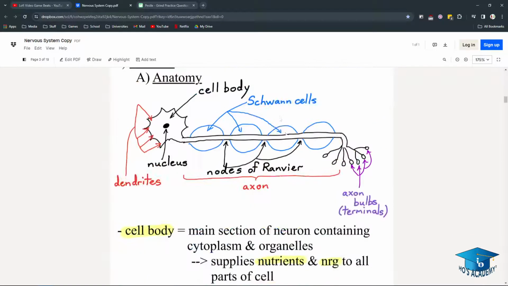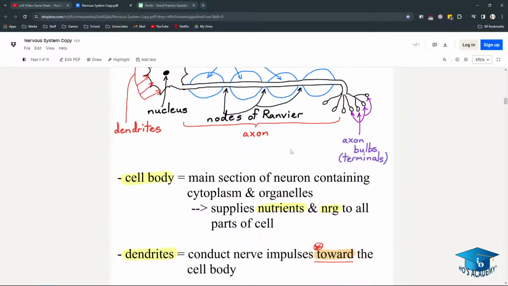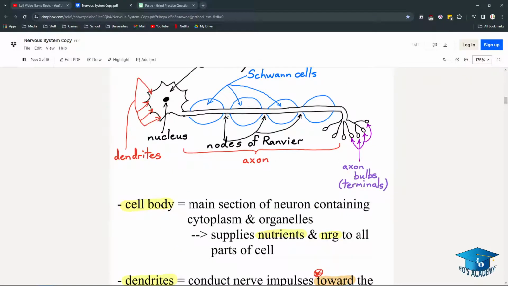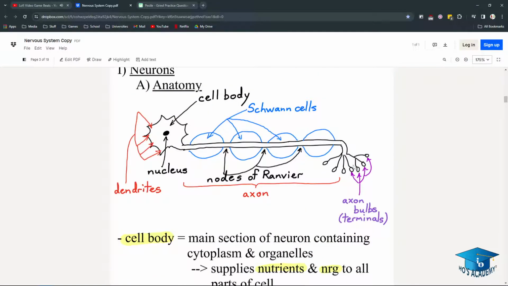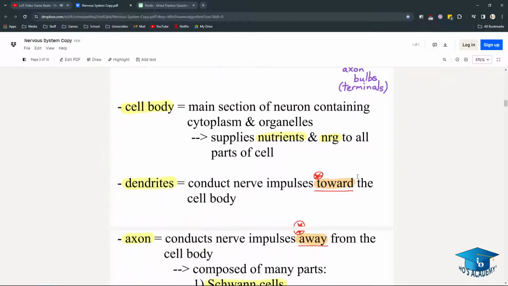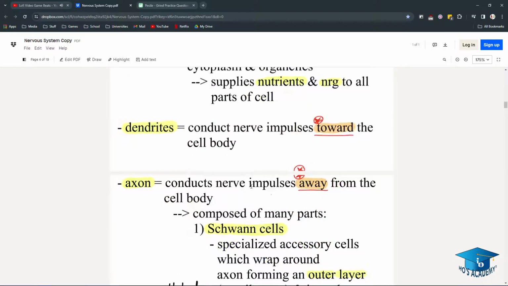So, onto nerve cells, which are neurons here. This end here is dendrites, and the cell body is represented by this, wherever the nucleus is. These blue lumps here are Schwann cells, which are layers of myelin fat, I think. And the nodes of Ranvier are the areas in between these Schwann cells. The axon bulbs here, or terminals, are used to receive signals. Or wait, no, they send out signals. So dendrites will receive things and your bulbs will send things away.